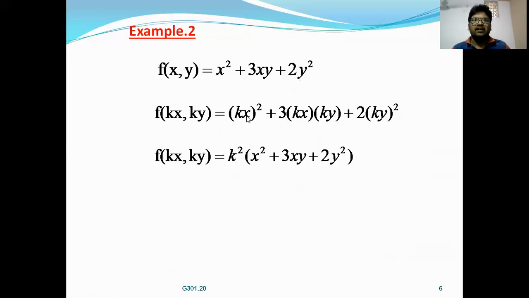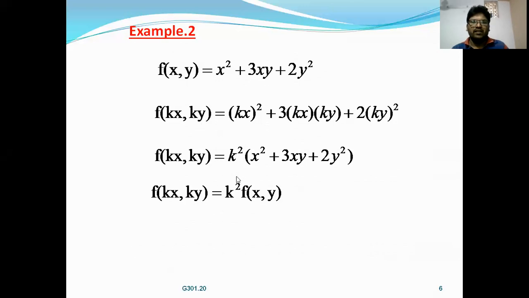So on the right side, all the terms contain k square. That's why we take k square common. Then you will get x square plus 3xy plus 2y square. So after taking k square common, this becomes f of x comma y. This x square plus 3xy plus 2y square is replaced by f of x comma y.